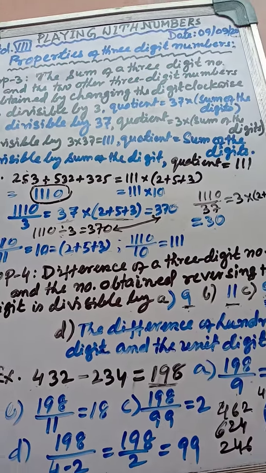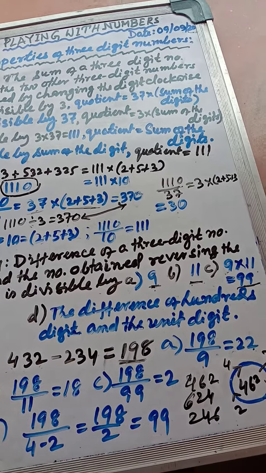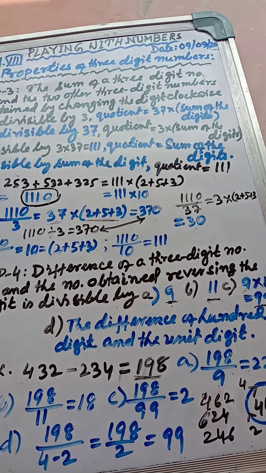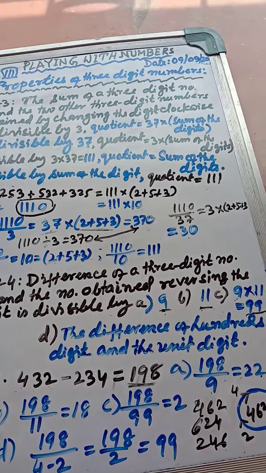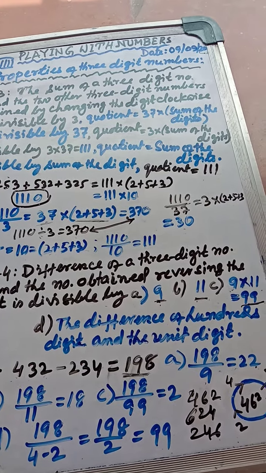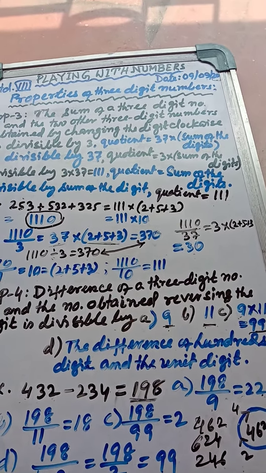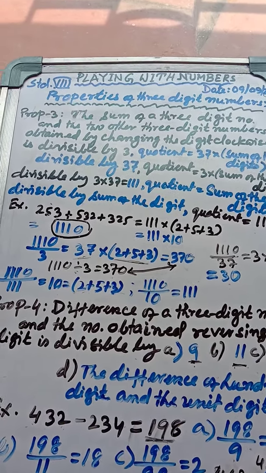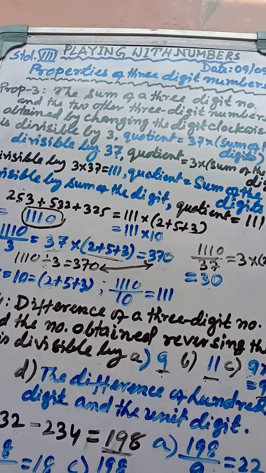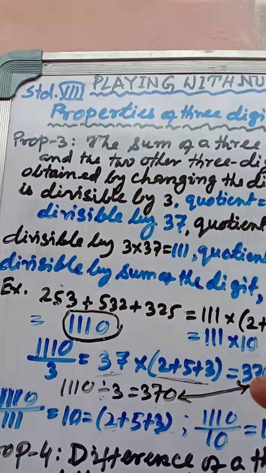In a three-digit number, the first digit on the left-hand side will be the 100s place, therefore it will be multiplied with 100. Then the middle digit will be the 10s digit, which will be multiplied with 10, and the right-hand-most digit will be the 1s digit, which will be multiplied with 1. That's all you have learnt. Now let us learn about the property.